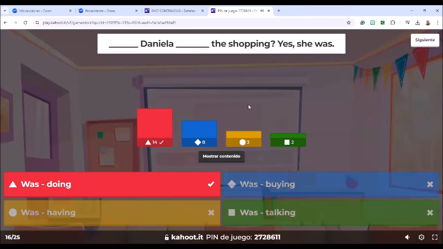Okay. Don't forget, we use capital letter at the beginning of interrogative sentences. In this case, our auxiliary verb was is with capital letter. Was Daniela doing the shopping? Yes, she was.